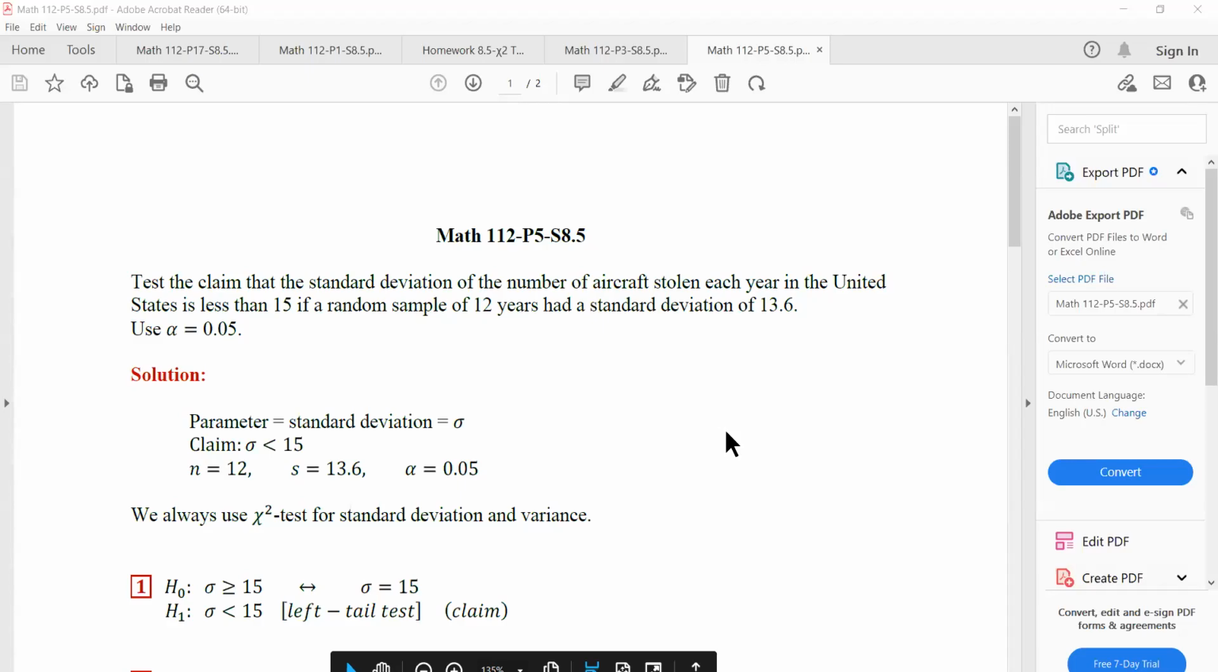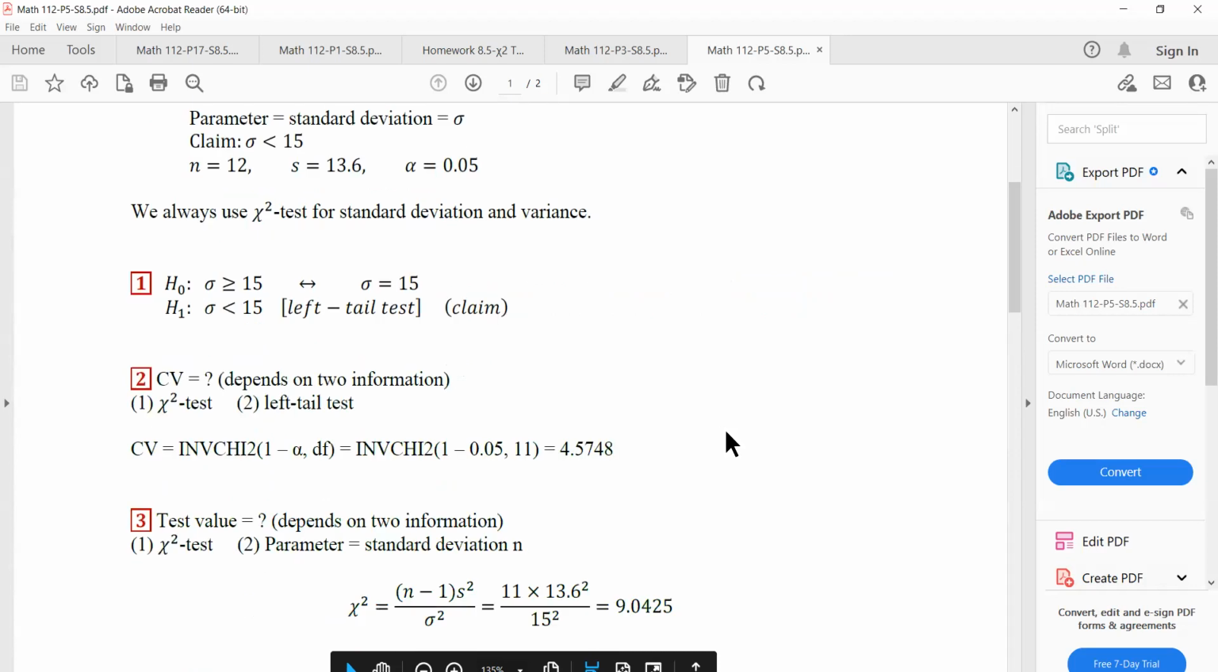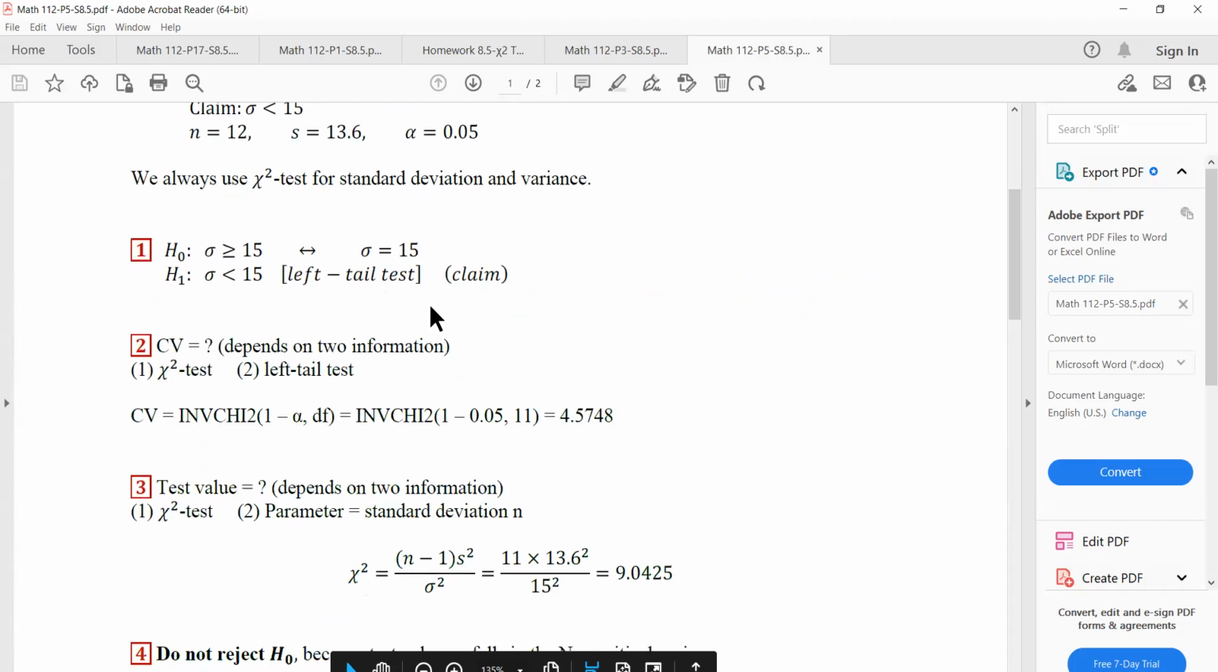Okay, there's what we have so far. Notice I have my statistical equivalent, I have left tail test, I have claim, I have 1 minus alpha, DF, and you're correct, Jason, 4.5748. Good job.